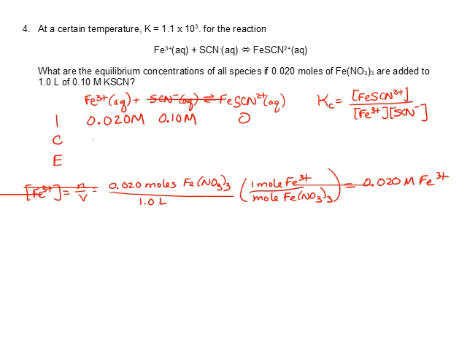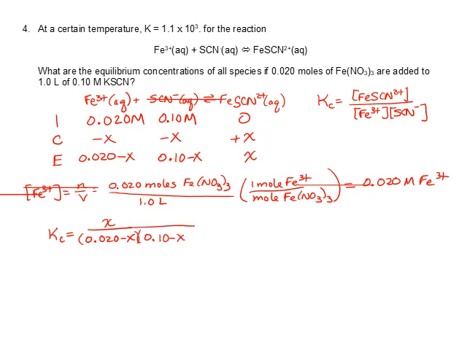In terms of the change row, we're going to be proceeding in the forward direction. So we have minus X for iron 3+, minus X for the thiocyanate, and plus X for the iron thiocyanate. Our equilibrium row is the combination of the initial and change rows. And we'll plug these equilibrium values into our Kc expression. And our K value was 1.1 times 10 to the third. We see that we're going to end up with a squared term for X here. So we could use the quadratic formula to solve this. However, there's a simpler way.